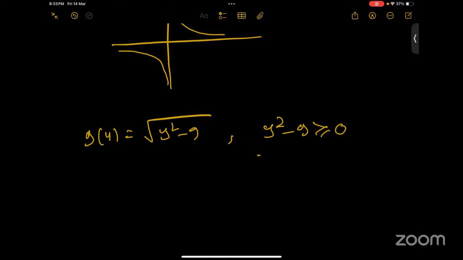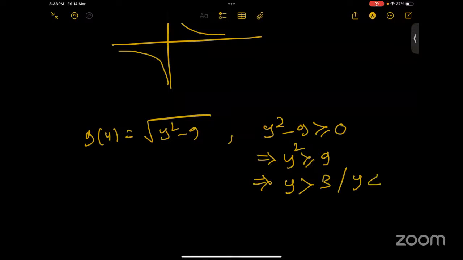This y square minus 9 should be greater than or equal to 0. So y square should be greater than or equal to 9. So y can be equal to plus or minus 3. Then y is greater than or equal to 3 or y is less than or equal to minus 3. Okay. Is it fine?